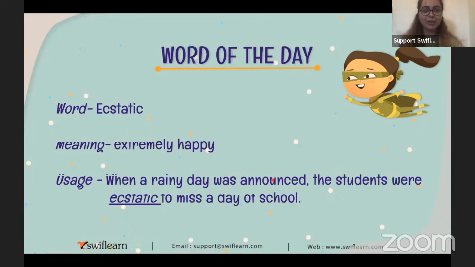Oh, that's how we all feel, right? Whenever it pours heavily and the school announces a holiday, you feel ecstatic. That means you feel very happy. Or when you see chocolate ice cream, you feel ecstatic. You're happy to see chocolate ice cream. So you can use ecstatic in sentences like this, which mean that you are extremely happy about certain things. Okay.